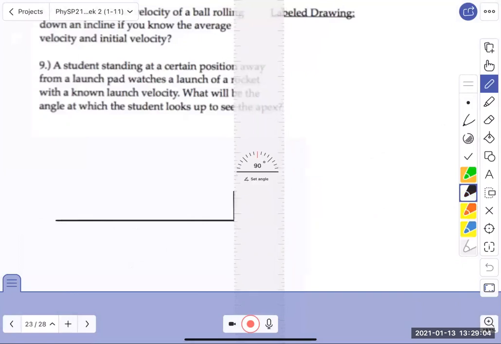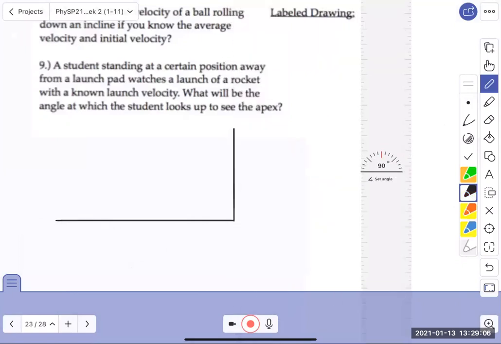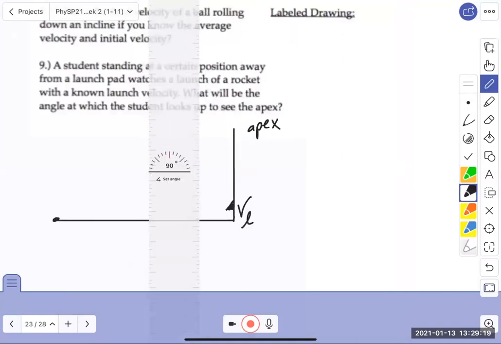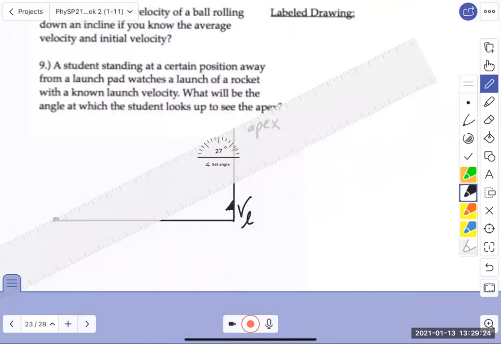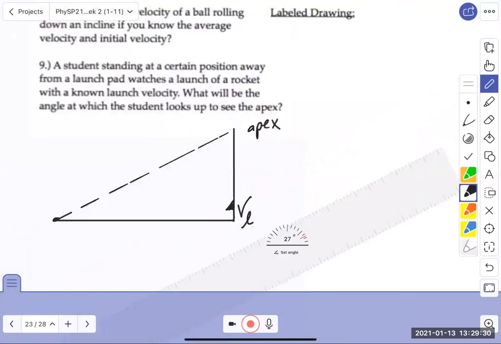And up here, it hits its apex. There's the V launch, V sub L, we say. Here's the person, and then their line of sight, their LOS here, dash. So LOS. And we're trying to find theta. Question mark. It's all we know.